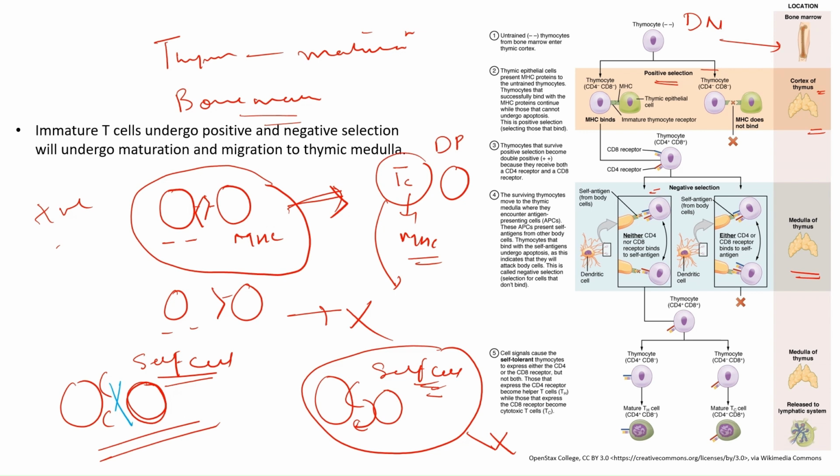After passing negative selection, when the cells are DP, they get signals, and depending upon the signals, they will become either CD4 plus or CD8 plus. And now the cells are TH or TC cells, ready to perform their function. Clear? So that's how T cells undergo maturation and differentiation. So that's all for this video.